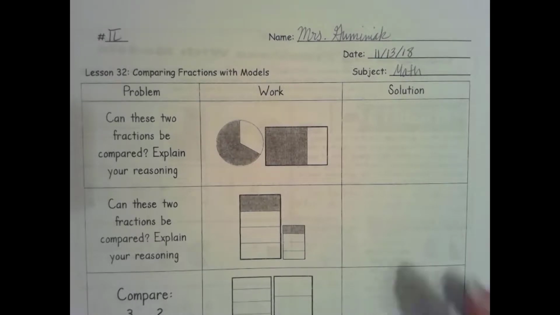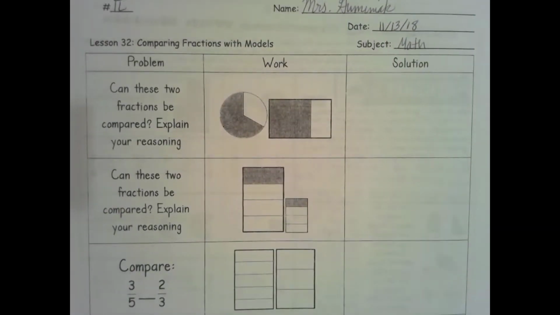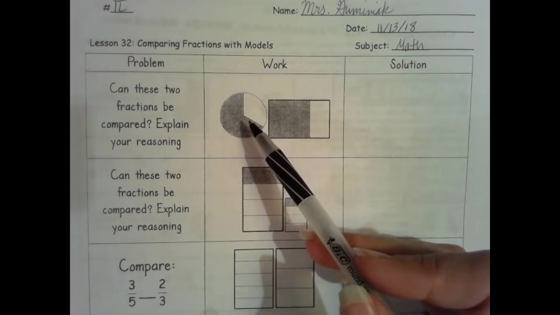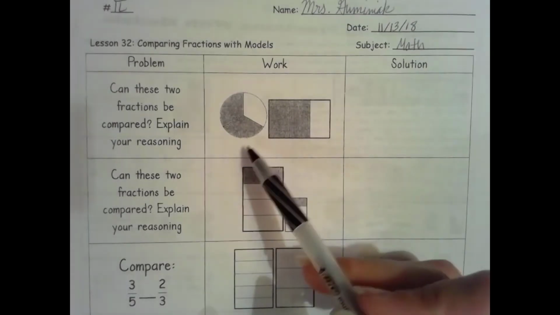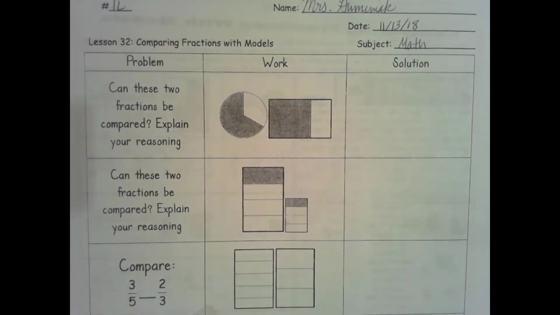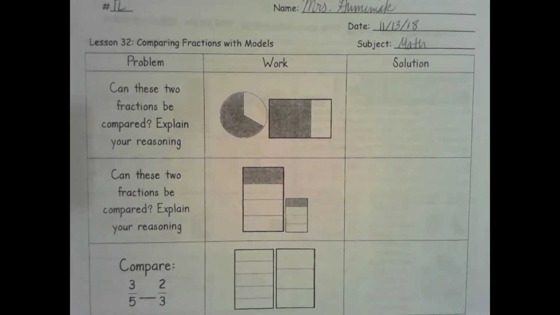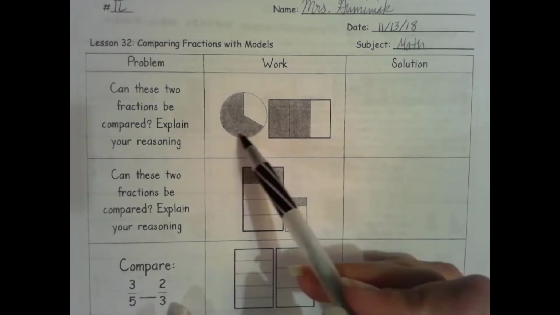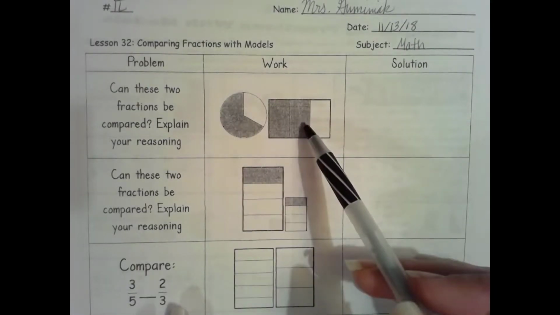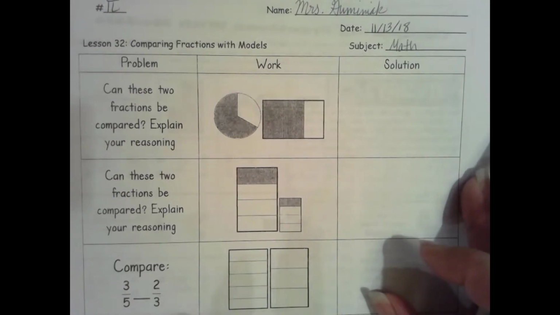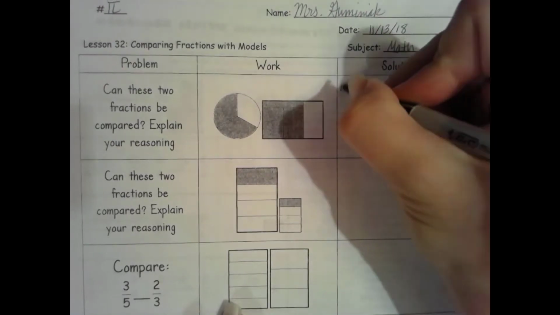Alright, so the first two questions have to do with making sure we know when we can compare fractions. So can these two shapes, even though they're both showing two pieces shaded in out of 3, so this is 2/3 and this is 2/3, can these two fractions be compared? Can I say that this 2/3 is equal to this 2/3? No, I can't.